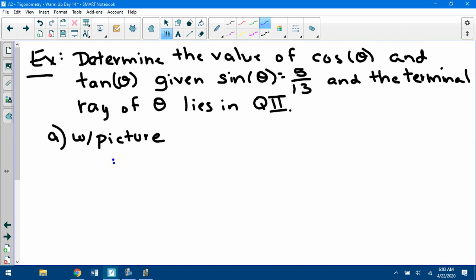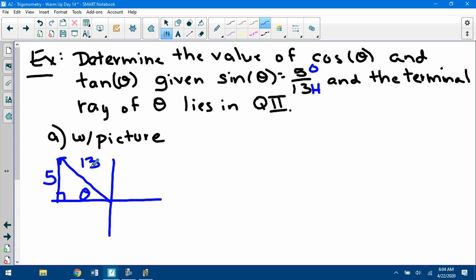So if I was going to do a picture, what quadrant are we in? Well, it says the terminal ray lies in quadrant 2, so that means your angle is in quadrant 2. So draw a triangle in quadrant 2. How would I label it? Well, because sine is 5/13, I know the opposite is 5, and the hypotenuse is 13. Do I know the missing side without doing Pythag?